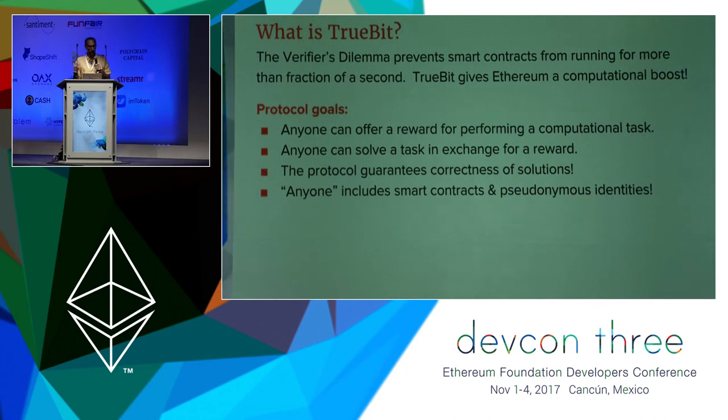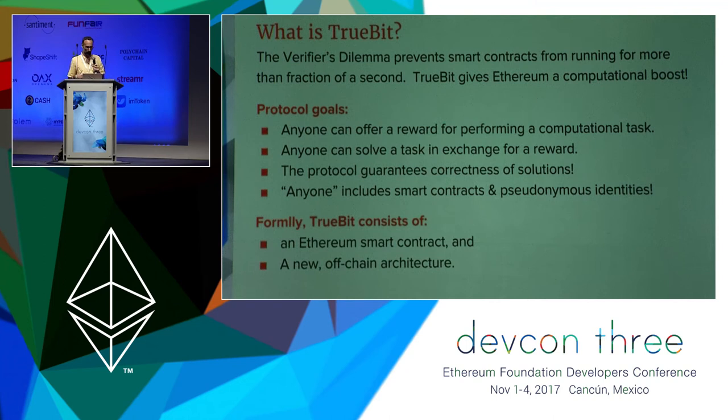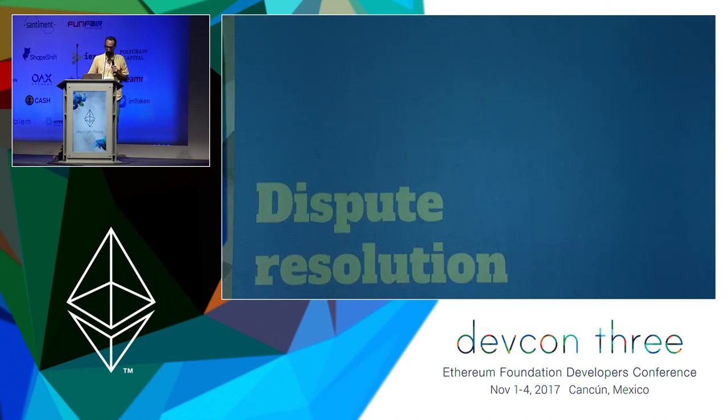The goals of the protocol are that anyone can offer a reward for performing a computational task. Anyone can solve a task in exchange for a reward. The protocol, most importantly, guarantees correctness of solutions. And by anyone, I mean anyone. That means a smart contract, a pseudonymous identity, or the bots that came up in the earlier talk this afternoon. So if you want to say formally, what is TrueBit? It's an Ethereum smart contract, that's one part of it, but it's also a new off-chain architecture. I'm going to walk us through these two pieces in the remaining time.